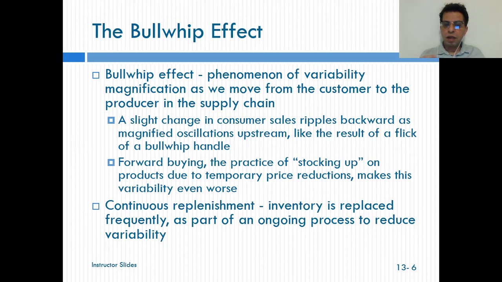Another thing is forward buying, which is the practice of stocking up on the product due to a temporary price reduction. It makes this variability even worse, because you're stocking up on product and somebody wants to adjust things, so it makes it worse. Continuous replenishment is where inventory is replaced frequently. We spoke about it in earlier chapters. You can do it by time or you can do it by amount, as a part of an ongoing product process to reduce the variability.